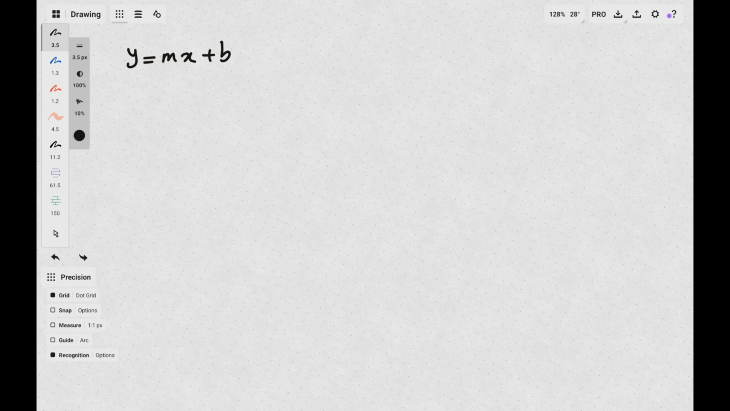How are we going to use slope and y-intercept? I'm going to just write them down. This is the slope. This is the y-intercept. And this is the input, and y normally is the output.